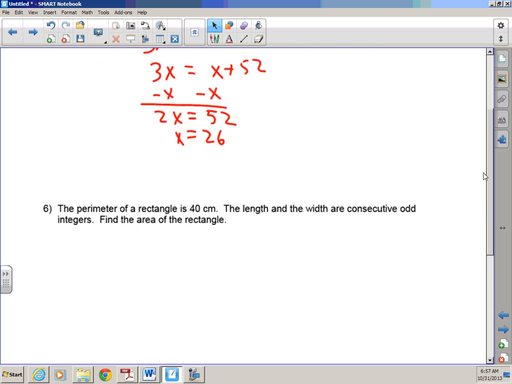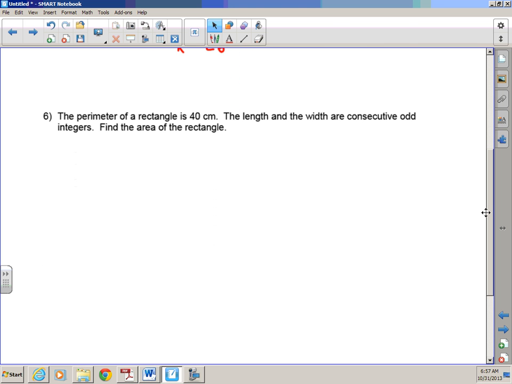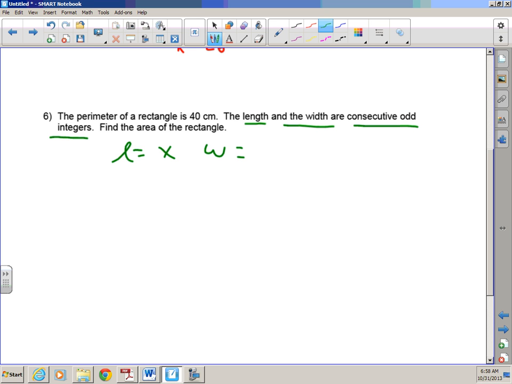Next one. The perimeter of a rectangle is 40 centimeters. Now, your note sheet might say 36, but that doesn't make it work, so just scratch that out. The length and the width are consecutive odd integers. So length is x, width x plus 2. If it doesn't tell you which one is which, it doesn't matter, as long as you are consistent. Find the area.